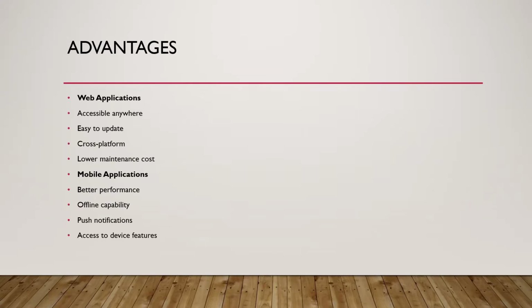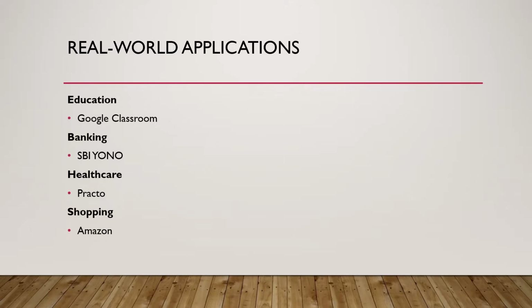Okay, next, advantages of web applications and mobile applications. A web application is accessible anywhere. Yes, we can access the web application from anywhere, and it's easy to update, cross-platform, and has lower maintenance cost. A mobile application has better performance, offline capability, push notifications, and access to device features. So these are the advantages of web applications and mobile applications.